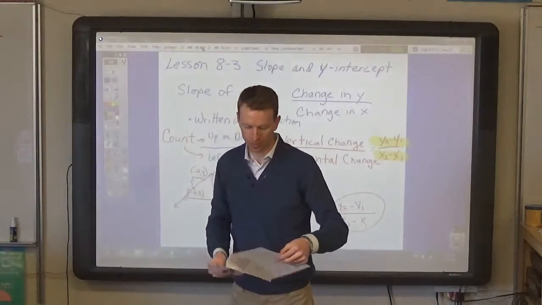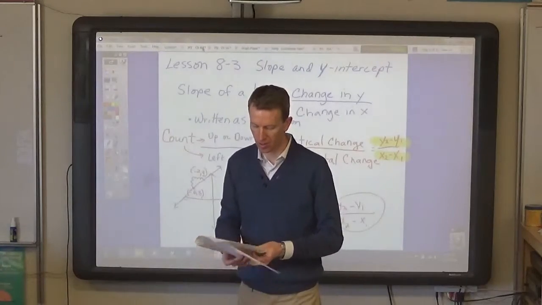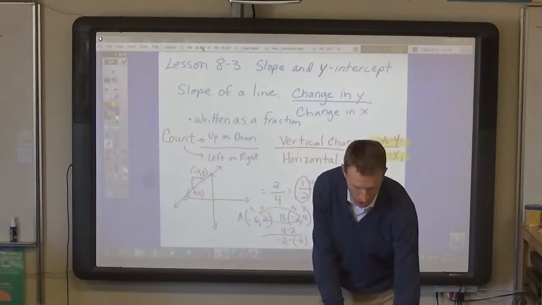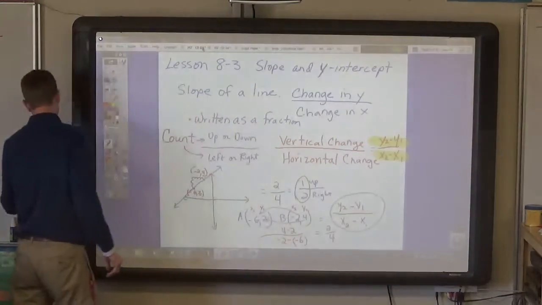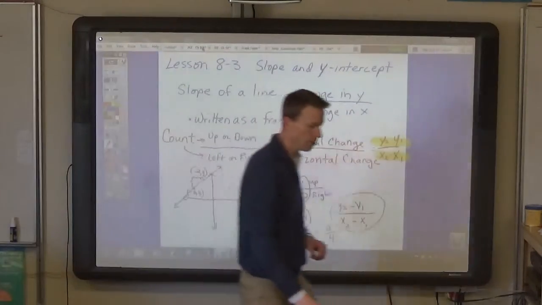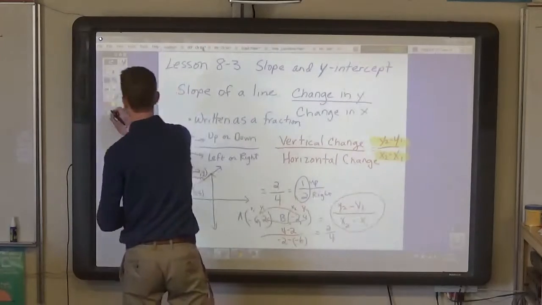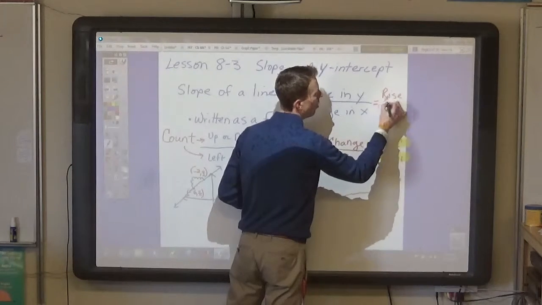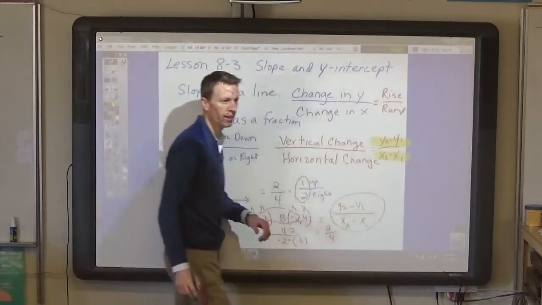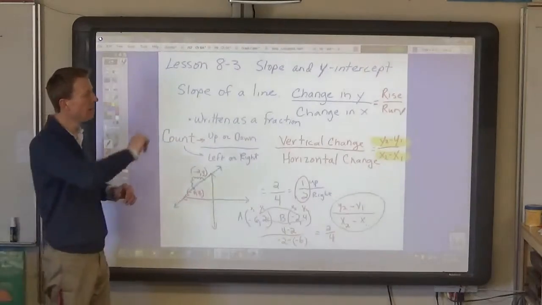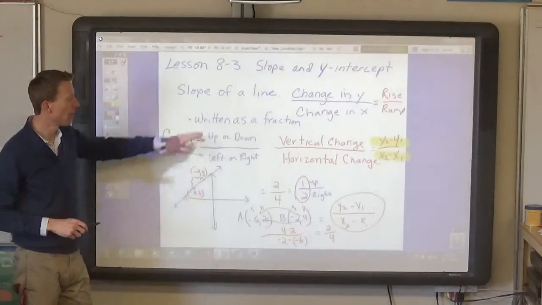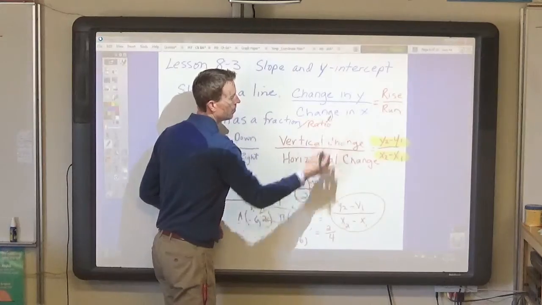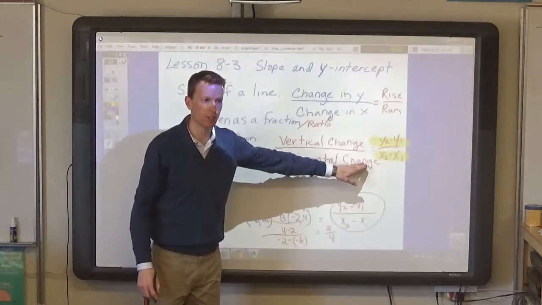The notes that I gave you. So find the notes. It's on the second page. We're on the second page. Change in y over change in x. And next to that, right here, I want you to write these words. The rise over the run. Alright? That's how the line moves. The rise over the run. Written as a fraction, or ratio, of the vertical change to the horizontal change.